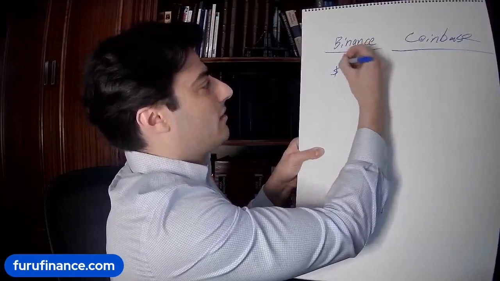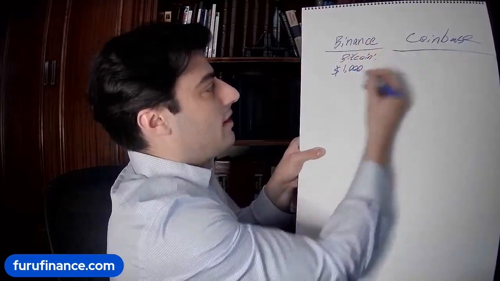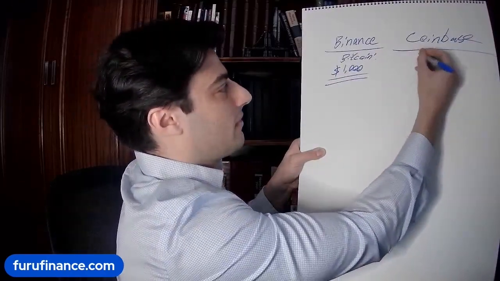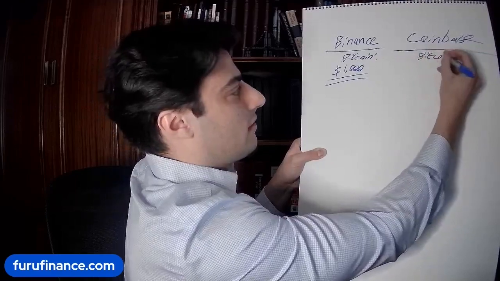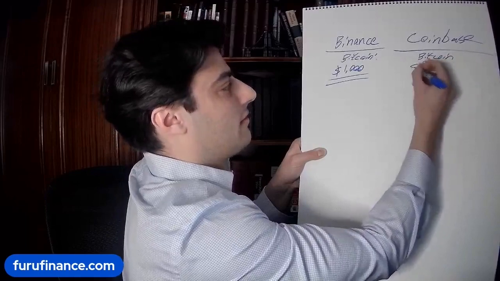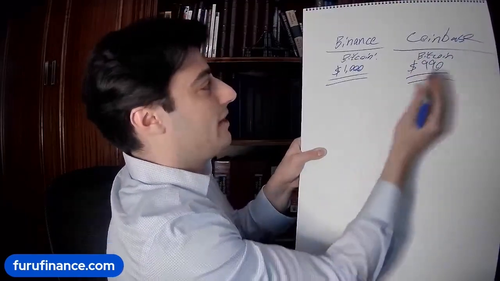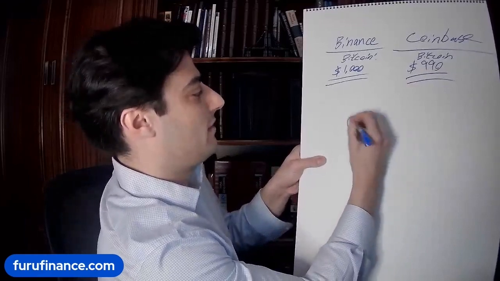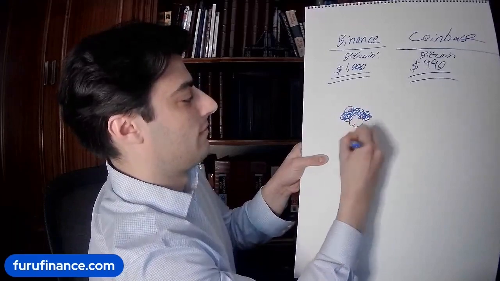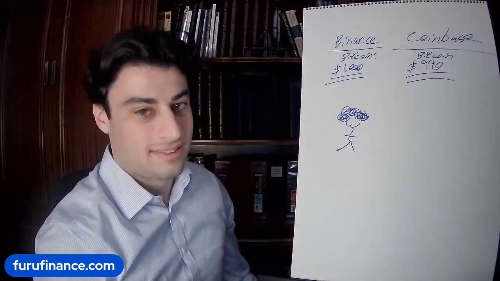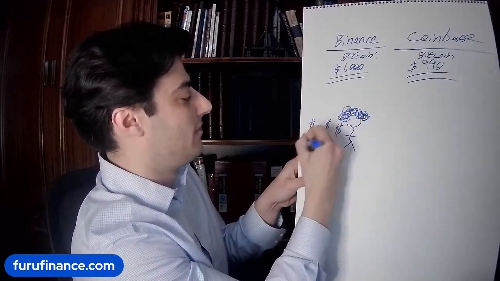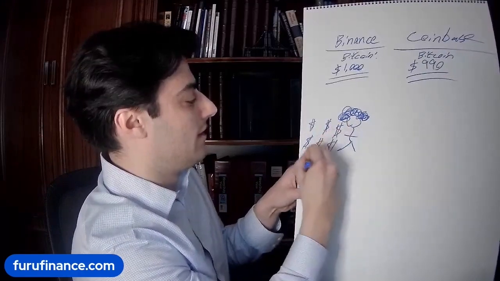If Bitcoin on Binance is trading at $1,000, and on Coinbase, Bitcoin is trading at $990, okay? Then Sam Bankman-Fried, before he went to jail, okay? You have Sam Bankman-Fried. What does he do? He has a lot of money, right?